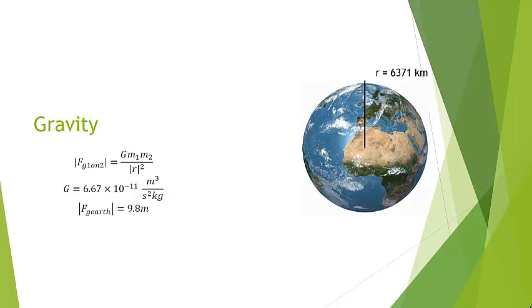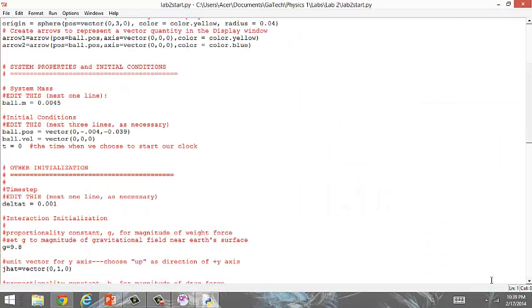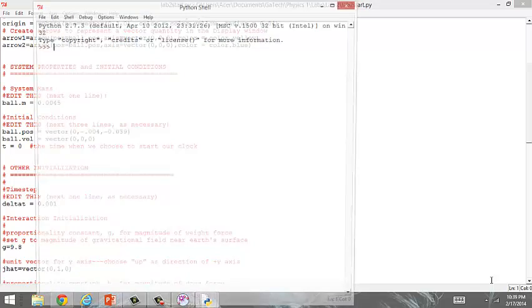Due to the difference in scale, the height from which we drop the ball is negligible. From this equation, we get the formula F of g for Earth on the object to be 9.8 meters per second squared times the mass of the object in kilograms. Using this as our only force, a model was constructed. The initial position, velocity, the mass of the system, as well as the equation for gravity was entered into the code and gave us this model.